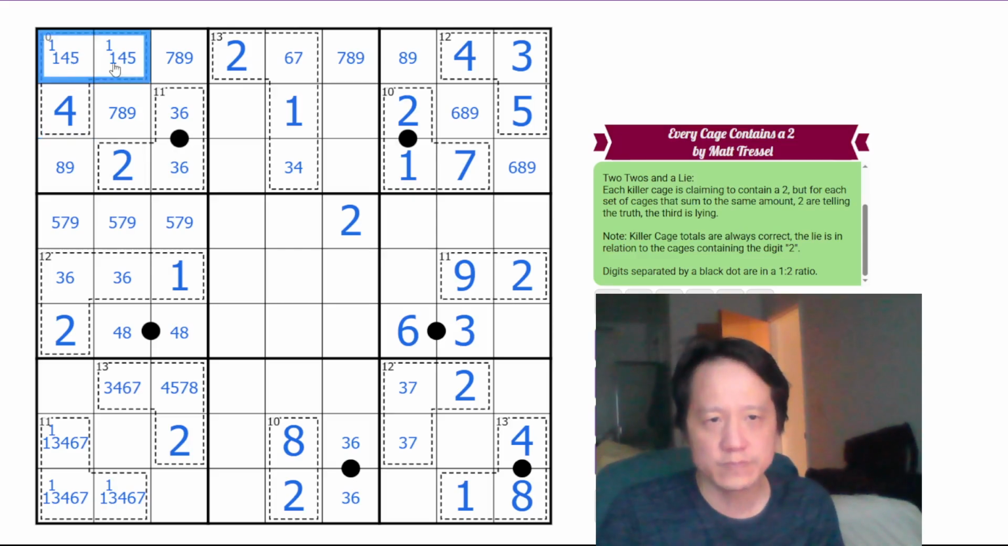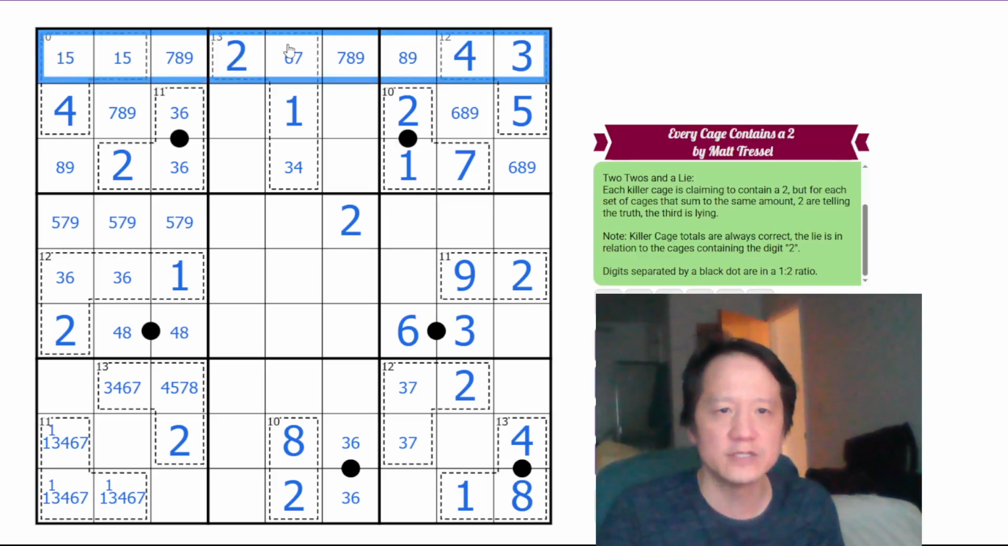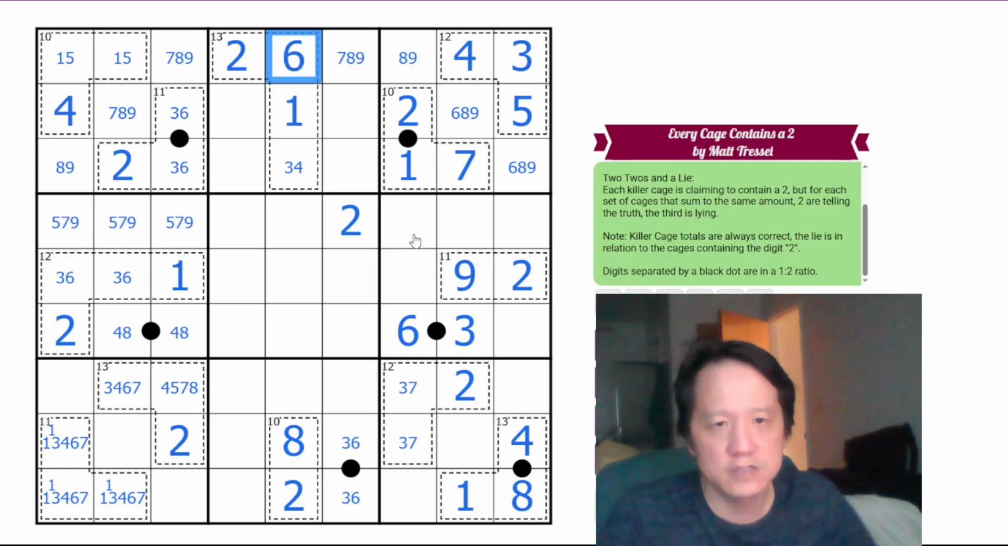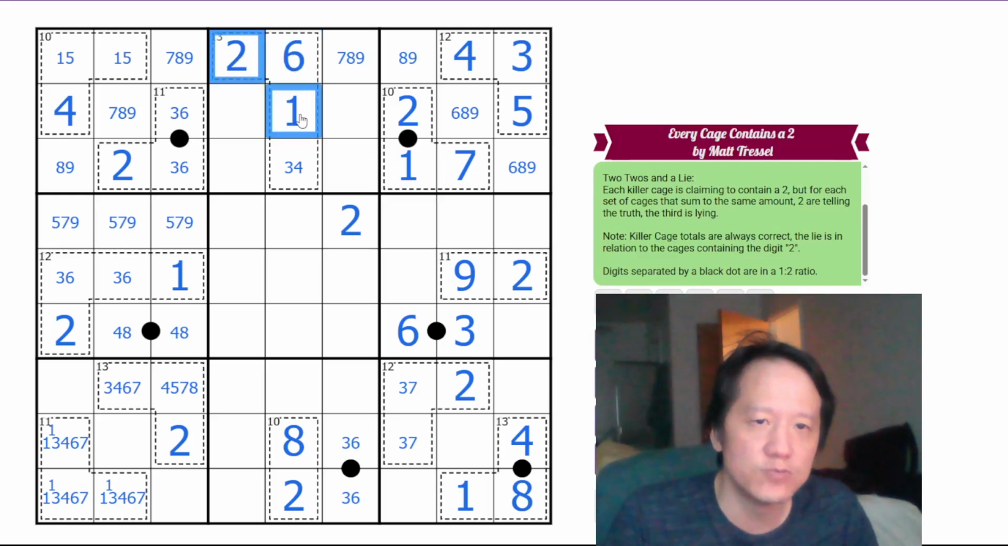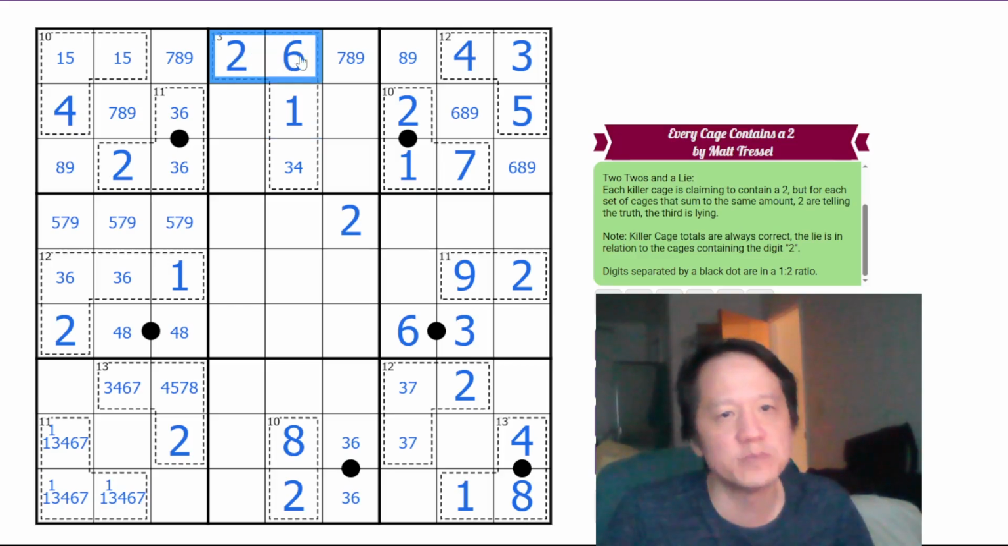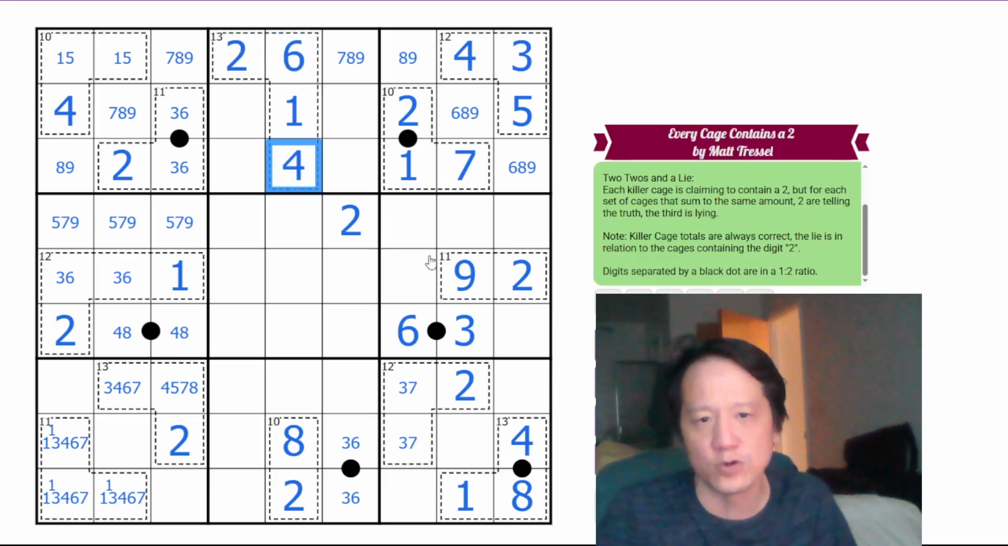Neither of these could be 4. This is a 1, 5 pair. We've also eliminated 6 from every cell in row 1 except here. So this is 6. That means this is 1, 2, and 6, which adds up to 9. 13 minus 9 is 4. So this is 4.